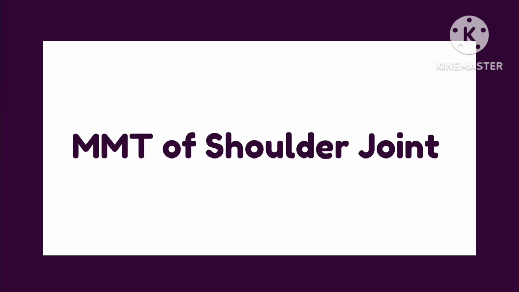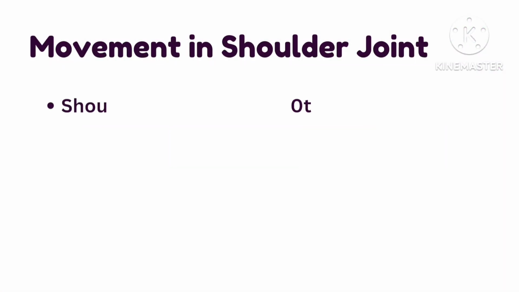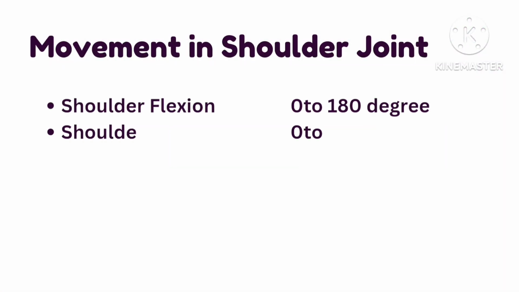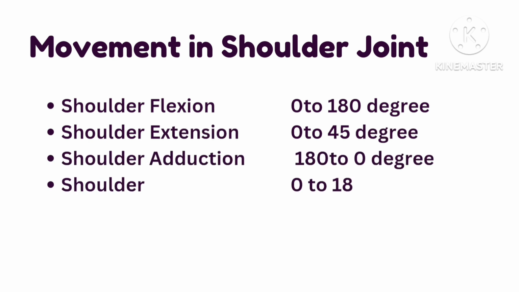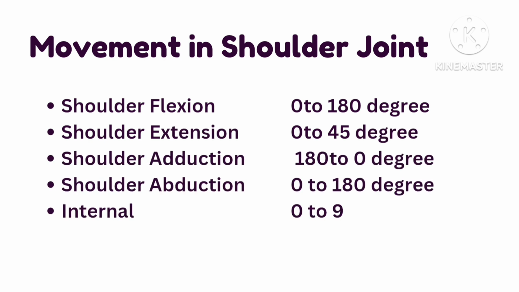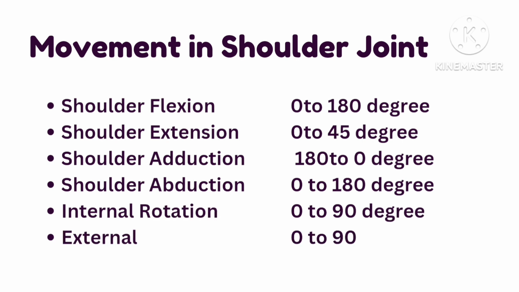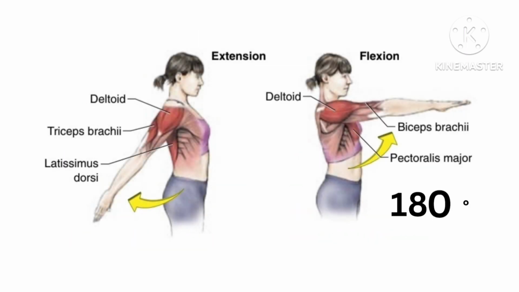MMT of shoulder joint. Before learning about this, we need to understand the movements of shoulder joint. Shoulder flexion, shoulder extension, shoulder adduction, shoulder abduction, internal rotation and external rotation. Here you can see the degrees of every movement. Now let's understand them in more brief.